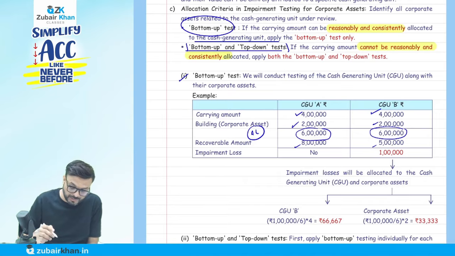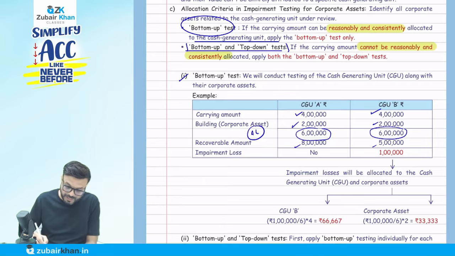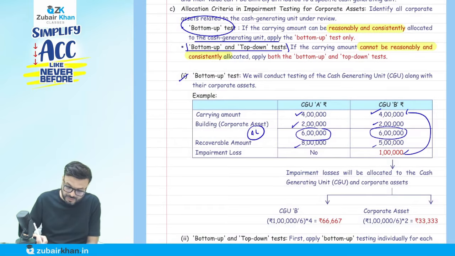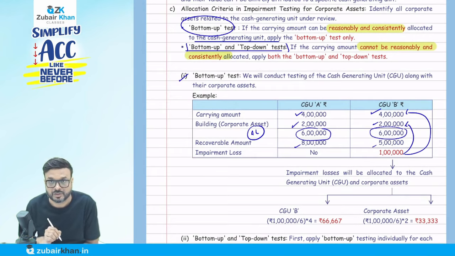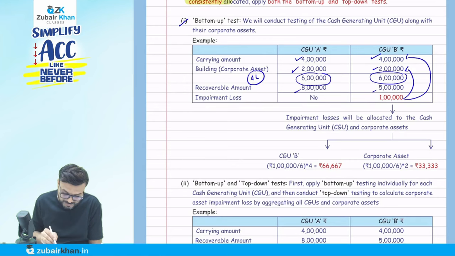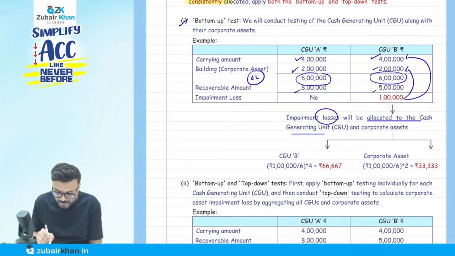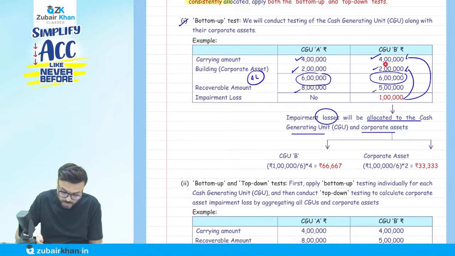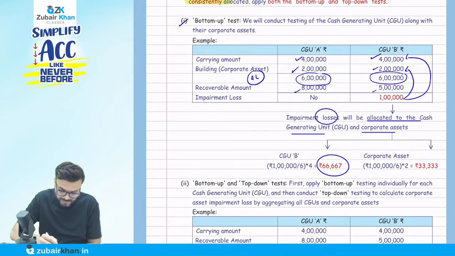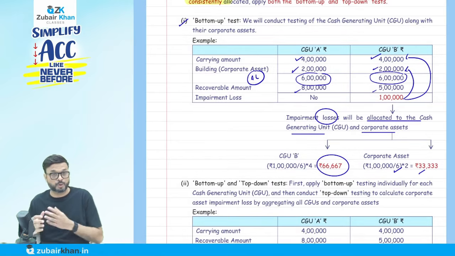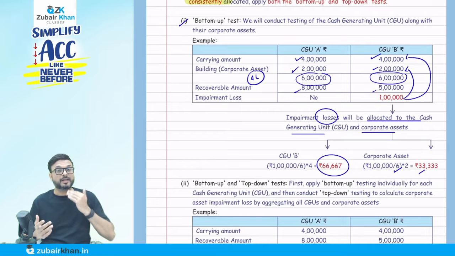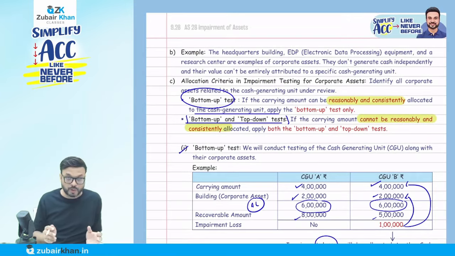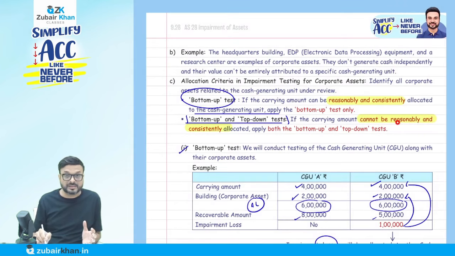But how to allocate this 1 lakh? Because the 1 lakh impairment loss I have to allocate to the carrying amount of the CGU as well as the corporate asset. So how will I allocate? In the proportion of their book value. They say impairment loss will be allocated to the CGU and the corporate asset. 1 lakh is divided in the ratio of 4:2, so 1 lakh divided by 6 multiplied by 4, and here divided by 6 multiplied by 2. So we allocate in the proportion of their carrying amount. Simple.